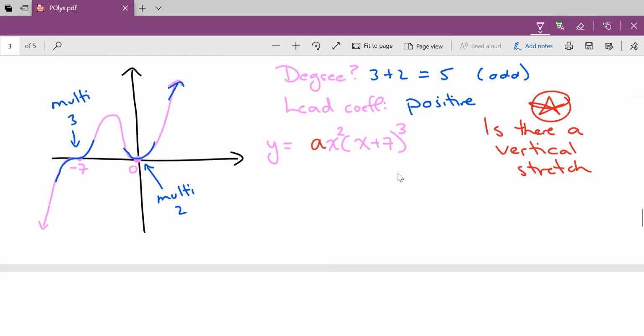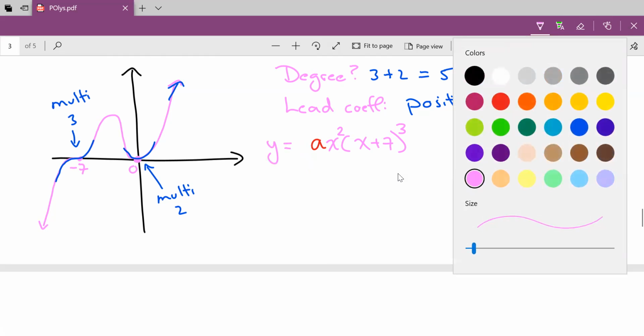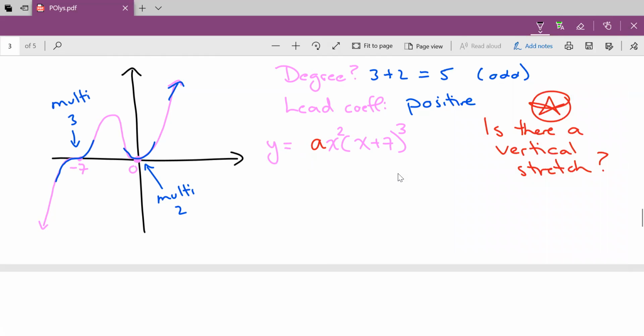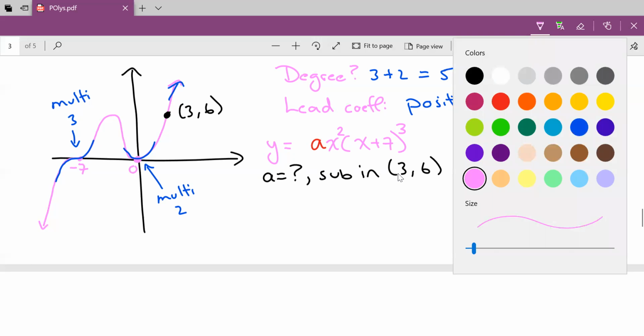Okay, well, how would I find that A value? Well, to find A, I'm going to have to sub in another point. So there will be another point labeled on my graph here. I don't know, let's say that's at 3, 6. So if I want to find what A is, I'm going to sub in another point. So I sub that into our function.